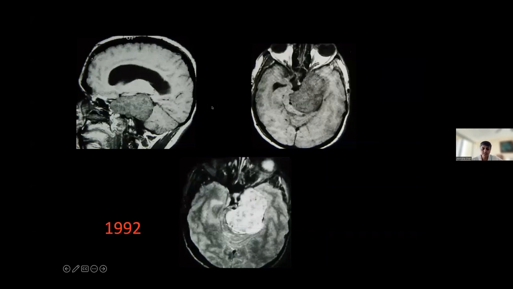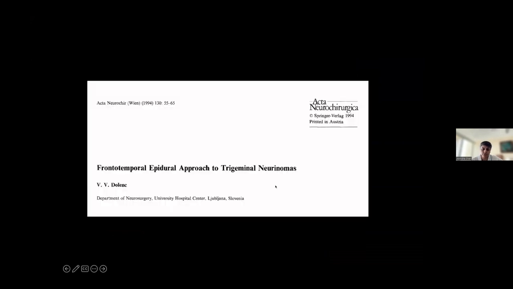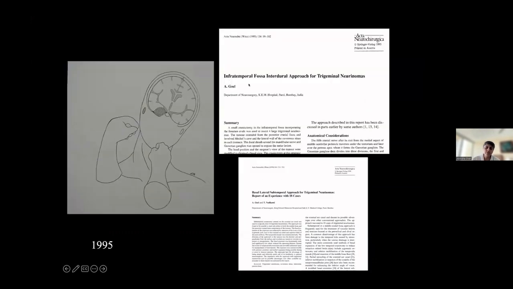So this is the tumor. In 1992, how were these tumors approached? Two approaches were done simultaneously, a middle fossa and a posterior fossa. Here you can see the middle fossa removed first, and the posterior fossa removed second by the retrosigmoid approach. Professor Dolenc described the epidural approach to trigeminal neurinomas in 1995. At around the same time, Professor Goel described this interdural approach to trigeminal schwannomas.